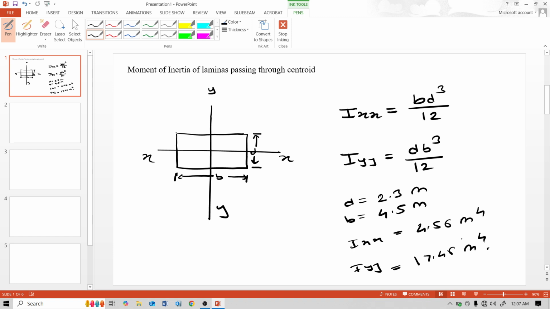Here Iyy moment of inertia comes bigger. That's why in beams we provide this y-axis perpendicular to loading.